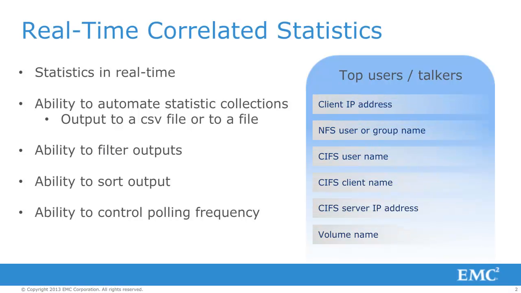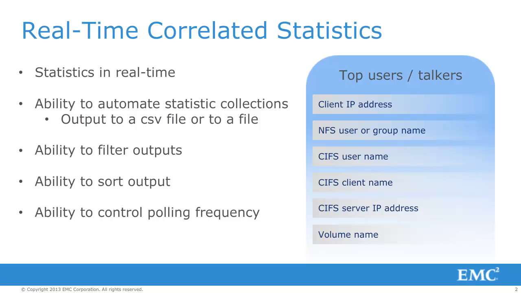For VNX for file data, there are statistics that can be collected in real time. These statistics will help identify the top talkers, as we call them, in your environment. So you can list statistics by client IP addresses, NFS user or group names, by CIFS client names, CIFS server IPs. You can list out statistics by certain volumes. You can filter the output that you get on these. You can sort the outputs as well.